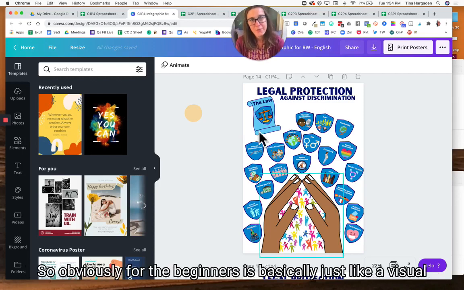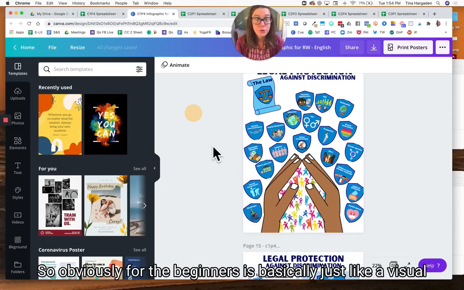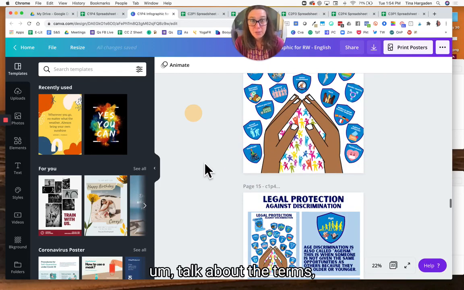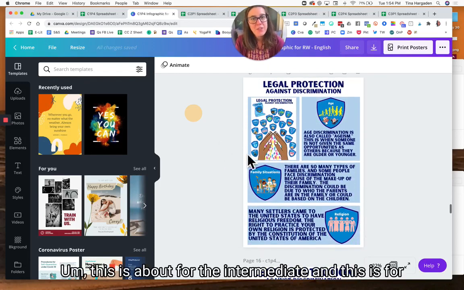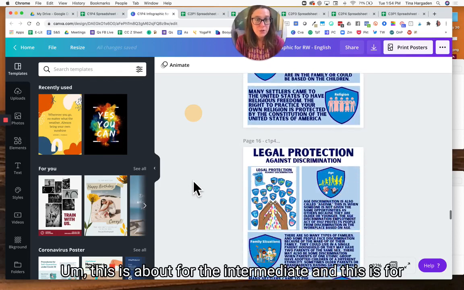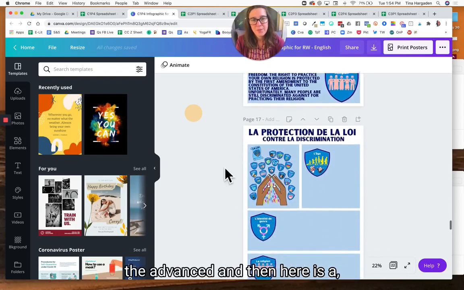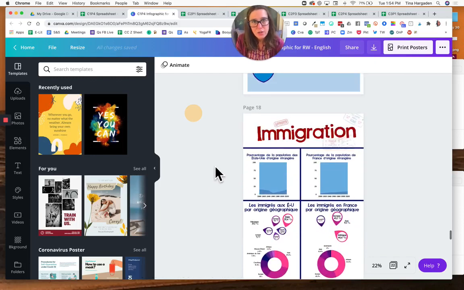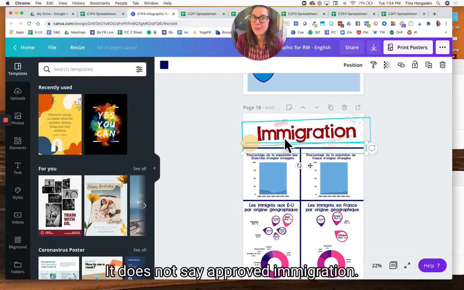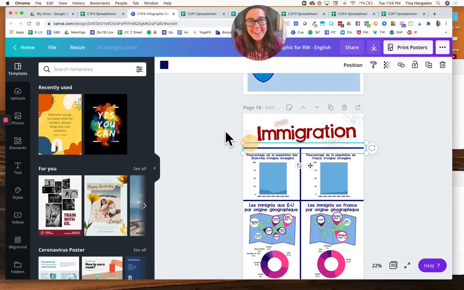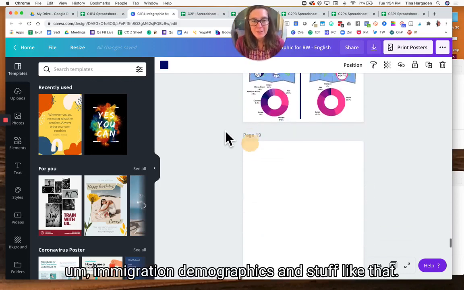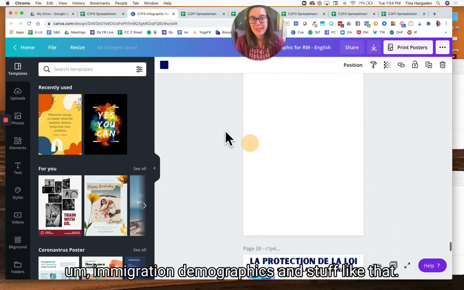For the beginners it's basically a visual dictionary, which of course you could talk about. You talk about the pictures, talk about the terms, stuff like that. This is for the intermediates, and this is for the advanced. And then here is a, these pictures are not loading. It does not say approved immigration. It's a whole bunch of stamps behind there. So this is an infographic on immigration, demographics, and stuff like that.